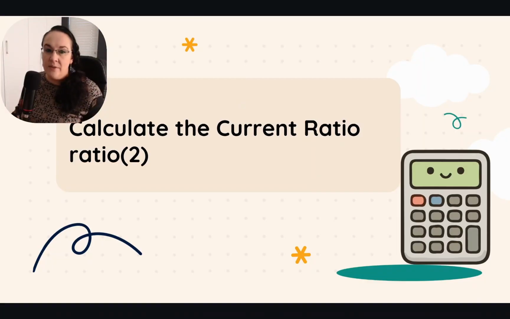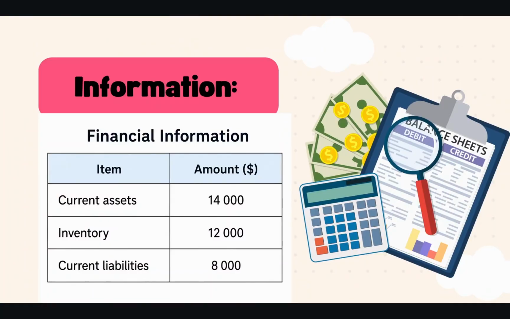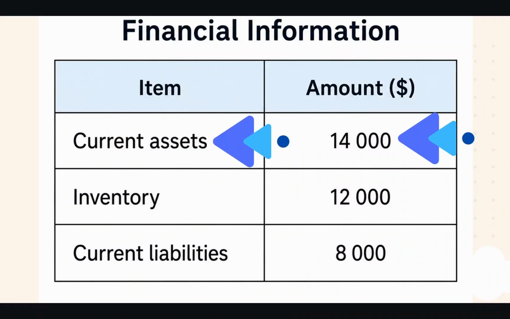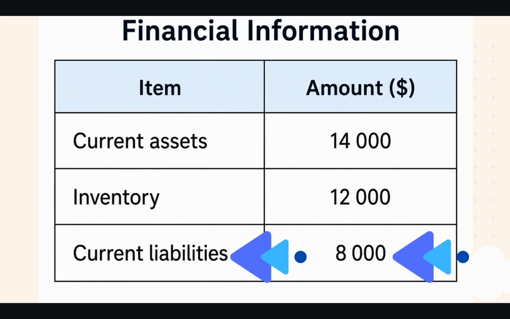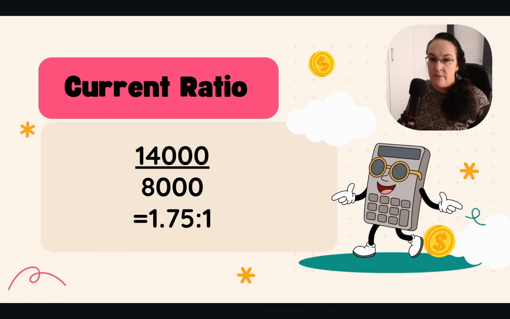Question time! Calculate the current ratio, and this is for 2 marks. They give us the financial information we are going to need, our current assets, inventory, and current liabilities. We are going to need the current assets, and this is 14,000. We are also going to need the current liabilities of 8,000. Here is our formula for current ratio again. Let's plug in the values. So we have 14,000 as our current assets and 8,000 as our current liabilities. 14,000 divided by 8,000 gives us 1.75 to 1.